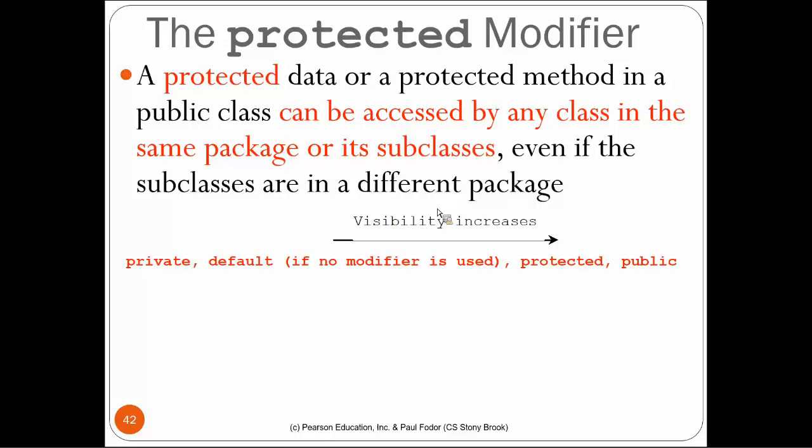So if we think about the visibility modifiers that we learned, we had private, then we had the default visibility, that means that no modifier was used, which means that it is available at the package level, protected, which means that any class in the same package or in a subclass in any other package sees the current data field, and public, which means that anyone can access those data fields, methods, or classes.